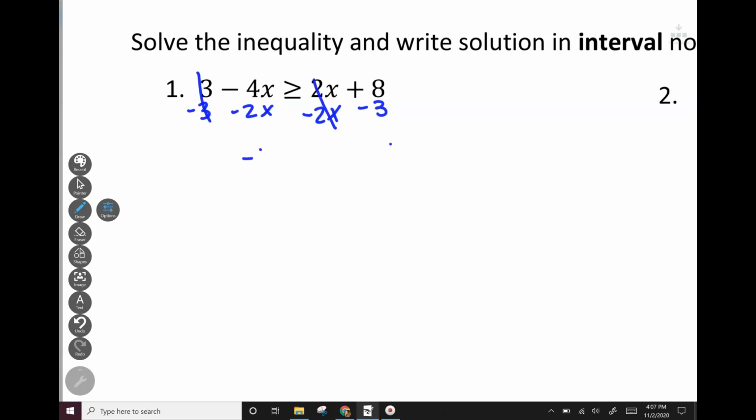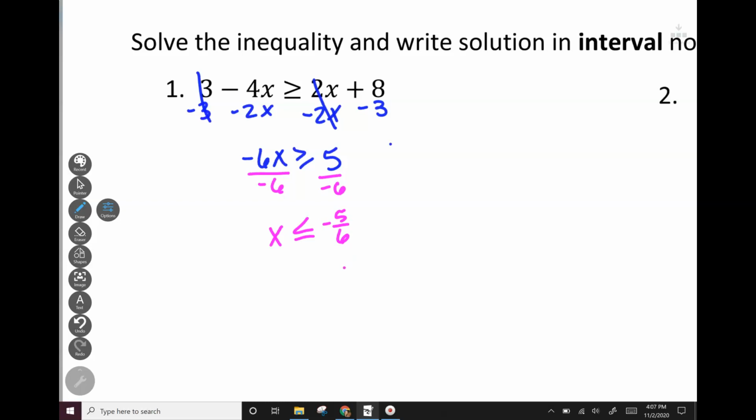So I've got -6x is greater than or equal to 5. And then I'll divide by -6 on both sides. So I just divided by a -6. We know what that means. I need to flip the inequality. So that's going to become less than or equal to. So x is less than or equal to -5/6.